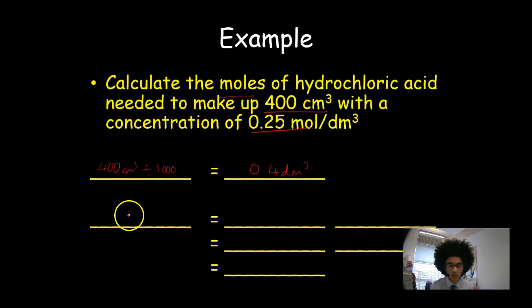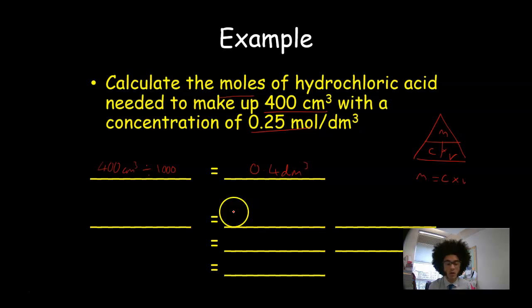The next bit now is to work out my equation. So if I look at my triangle again, moles is at the top all the time. I'm working out moles here. Now because moles is at the top, these have to multiply, so it's concentration multiplied by volume. So my moles, I'll write this out again, and please do the same if you're doing an example. It's concentration multiplied by volume.